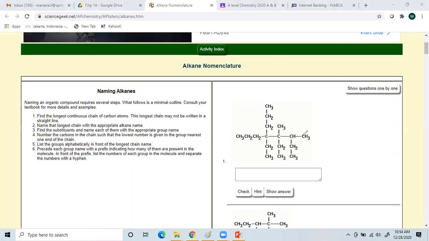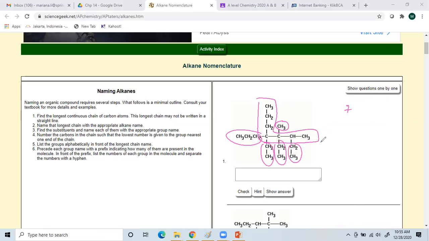Okay, first, I'd like to find the longest chain. 1, 2, 3, 4, 5, 6, 7. If I choose this, I get 7. How about the other way? 1, 2, 3, 4, 5, 6, 7. 7 as well. If I choose the first one here, how many branches will I get? 1, 2, 3, 4, 5. I will have 5 branches.